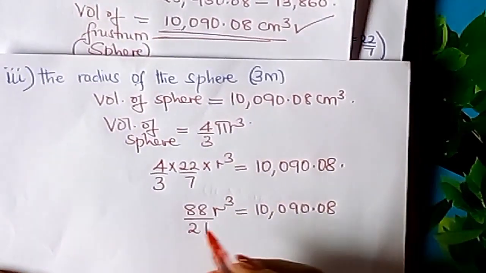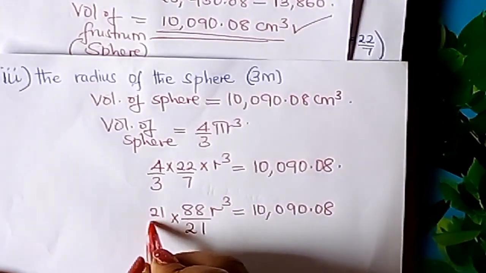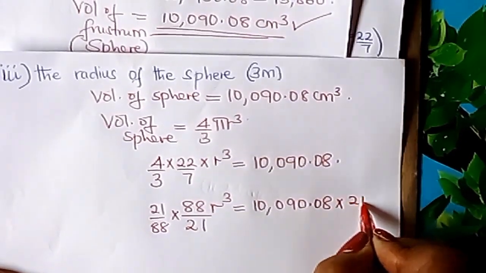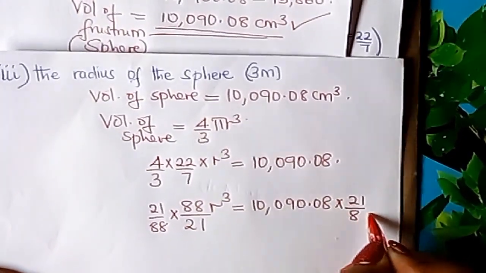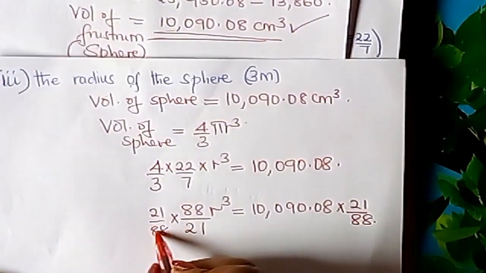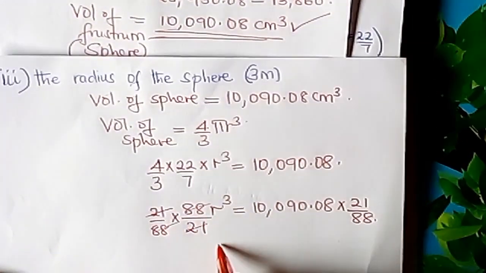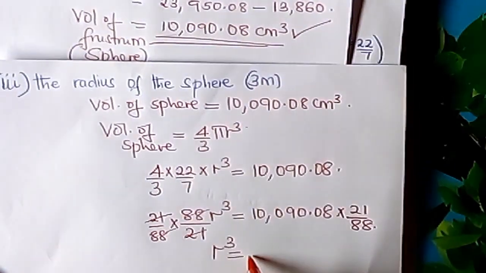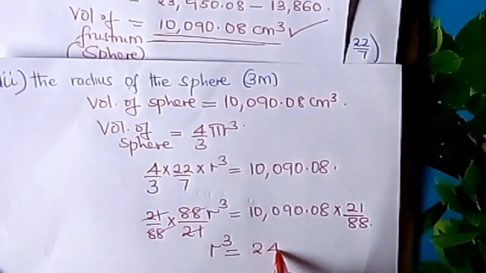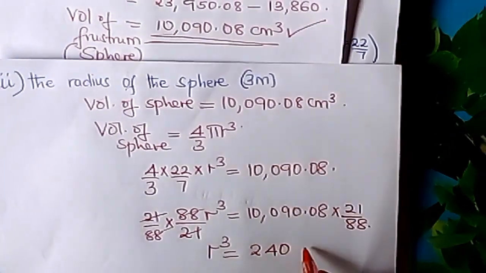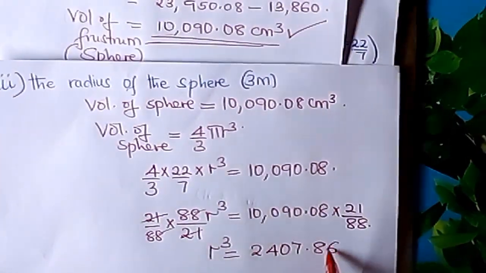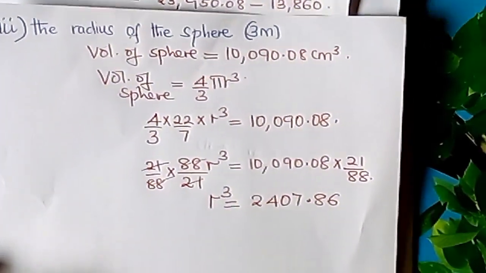You multiply both sides by the reciprocal. Look at that. You multiply both sides with the reciprocal. There we are. So this cancels out, and therefore you are left with r cubed is equal to 2,407.86. Working that out using a calculator.